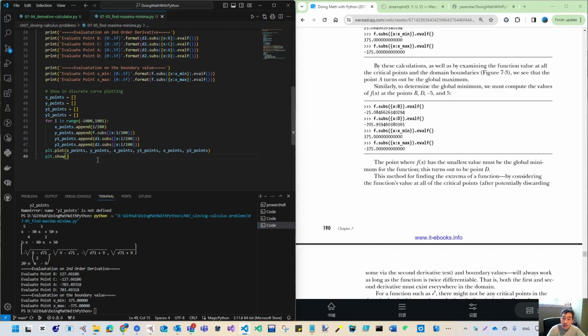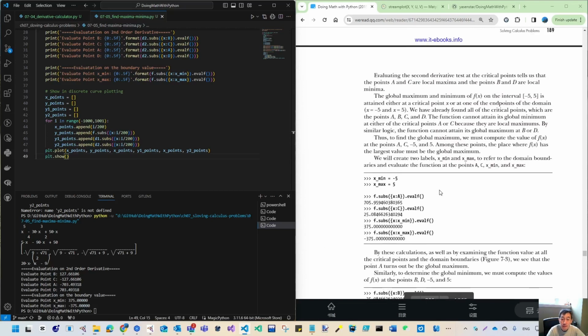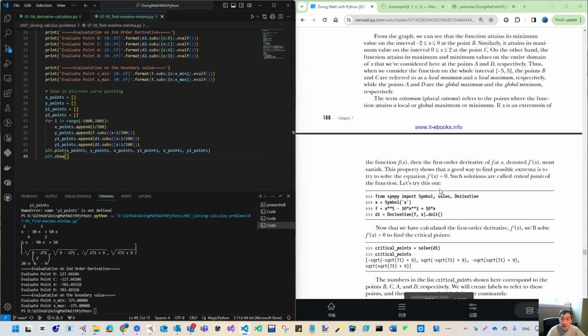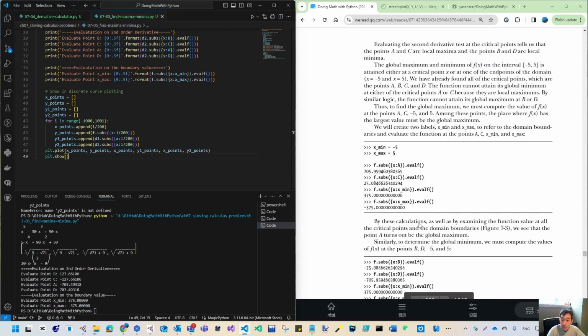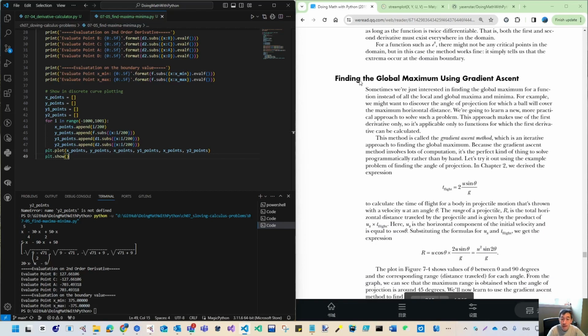Okay, then thank you. With this subchapter we learned how to deal with the higher order derivative. In the next chapter we will find the global maximum, not using the approach of these subchapters, but using another method called gradient ascent. So see you in that video. Bye for now.